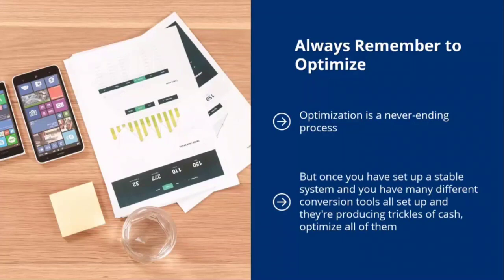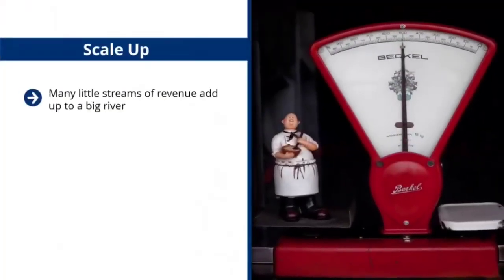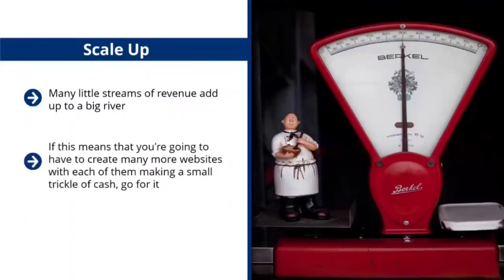But once you have set up a stable system and you have many different conversion tools all set up and they're producing trickles of cash, optimize all of them. Scale up. Many little streams of revenue add up to a big river. Scale up in terms of volume or scale up in terms of conversions. Whatever the case may be, you need to scale up. If this means that you're going to have to create many more websites with each of them making a small trickle of cash, go for it. However, if you feel that your time is better spent building fewer sites with higher conversion rates, go down that route. Whatever the case may be, make your decision and stick to it.